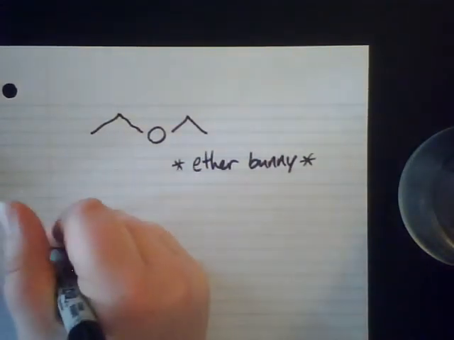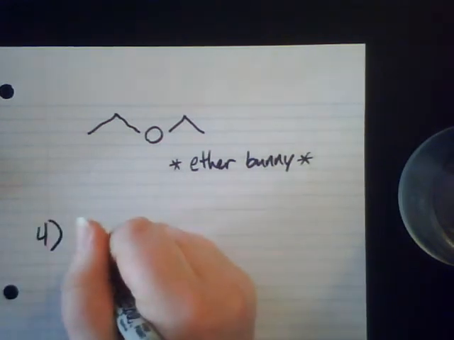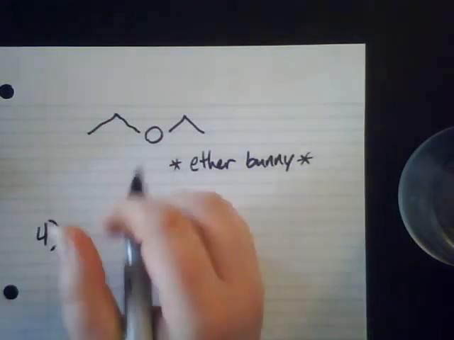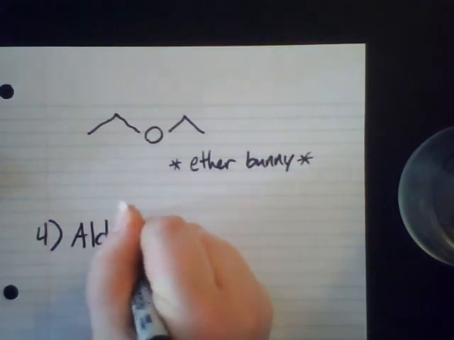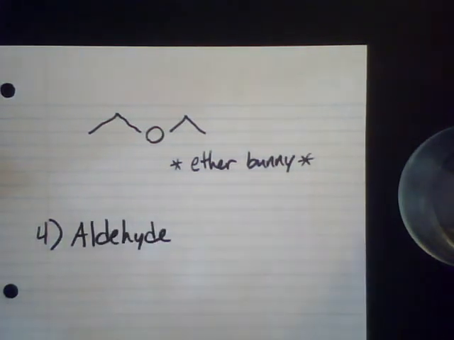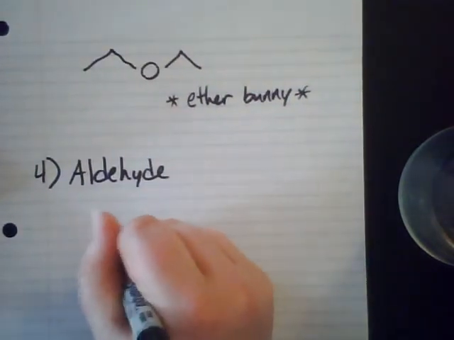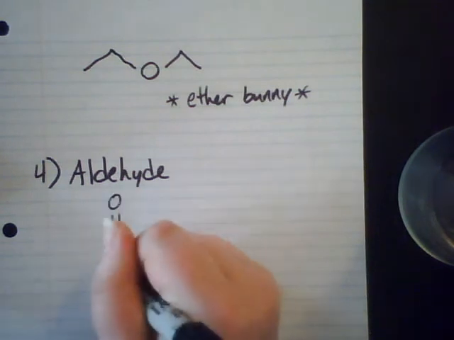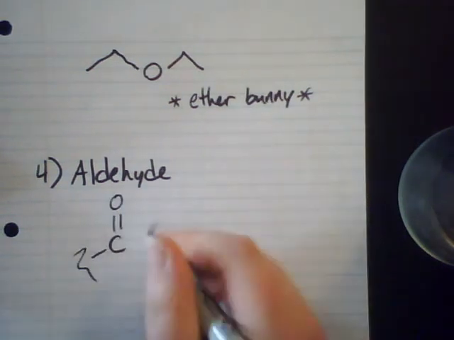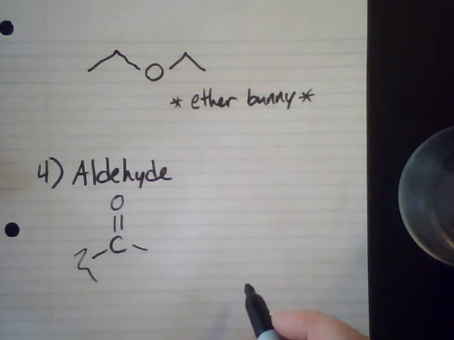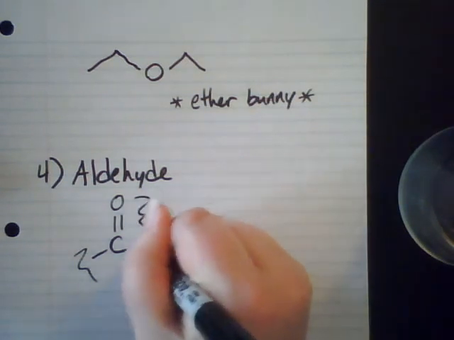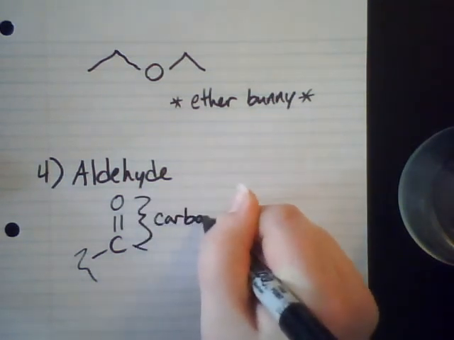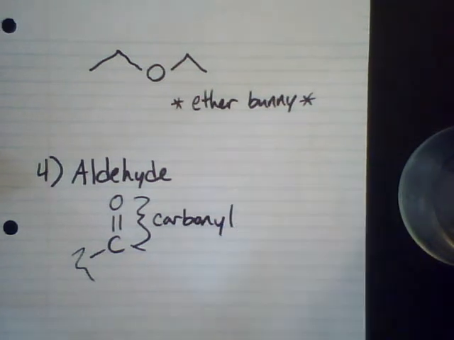The last 2 groups are aldehydes and ketones. So let's start with aldehydes. Aldehydes and ketones both have one major feature in common, and that's a carbonyl group. And a carbonyl group looks like this. It's a carbon double bonded to an oxygen that's attached to something and something else. Okay, so this is a carbonyl. That's just that feature of this functional group.